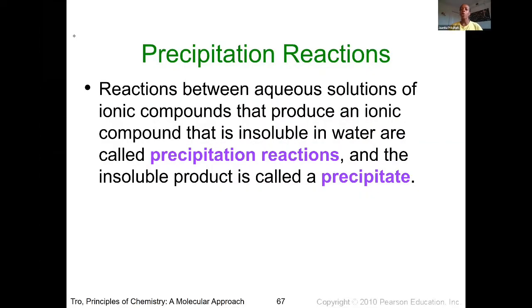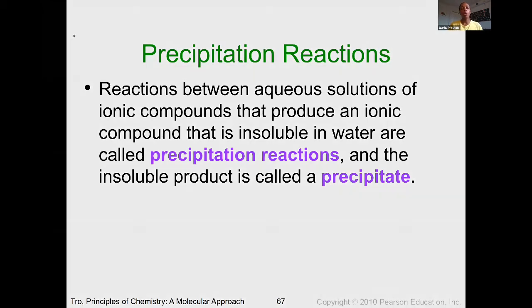Let's get started. A precipitation reaction is a category of reactions where you start off with aqueous solutions, typically ionic solutions, that are combined together, and one of the products is something that is insoluble in water. As a result, you end up seeing a solid material crashing out of solution. That's something new being formed. That insoluble product is what we call a precipitate.